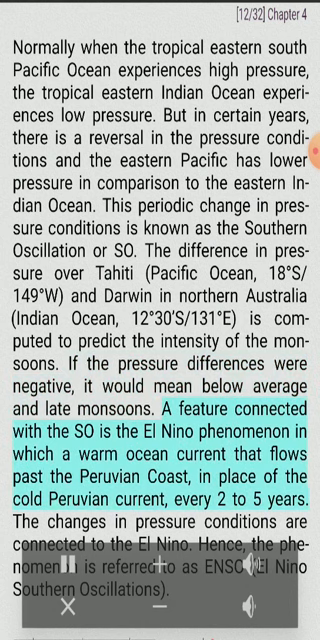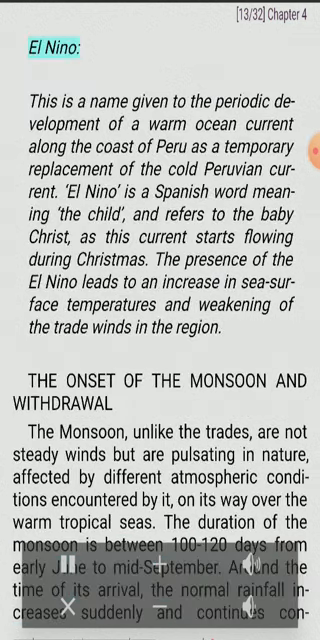A feature connected with the SO is the El Niño phenomenon, in which a warm ocean current flows past the Peruvian coast, in place of the cold Peruvian current, every 2 to 5 years. The changes in pressure are connected to the El Niño. Hence, the phenomenon is referred to as ENSO, El Niño Southern Oscillations.